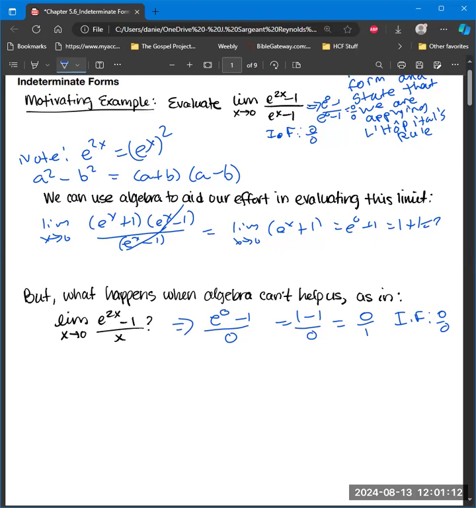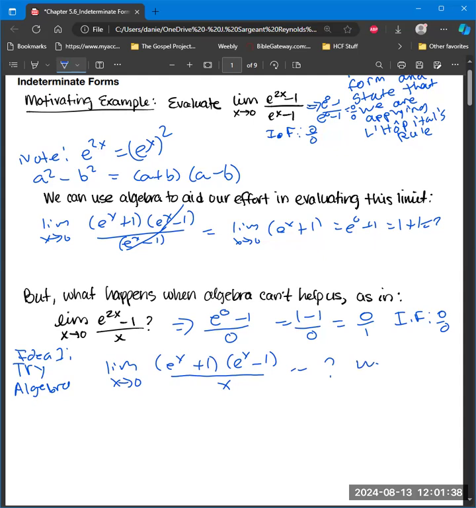So we can try algebra. Let's try it. This is going to be idea number 1. So let's try what we did before. Let's not just tell you that it's not going to work, and not show you that it's not going to work. And we get stuck. We don't know what to do. So we can't do anything here.